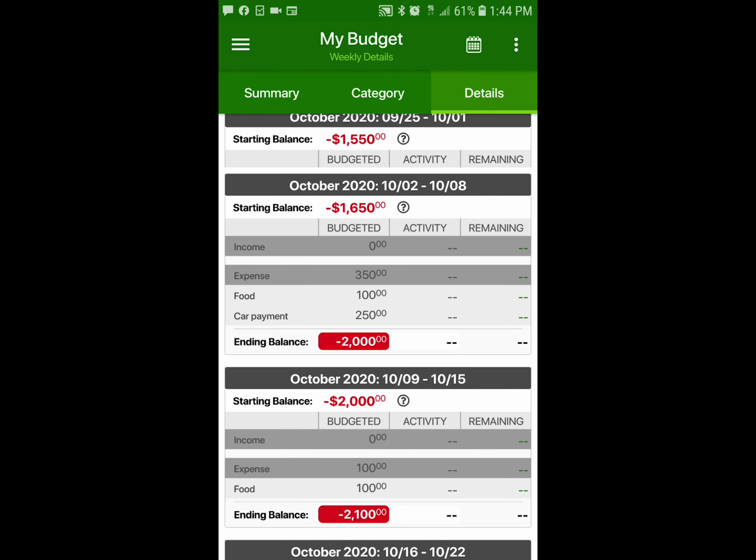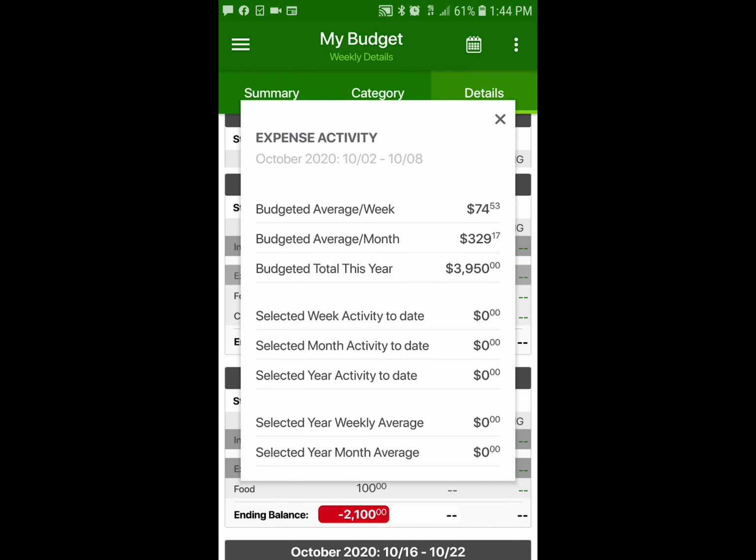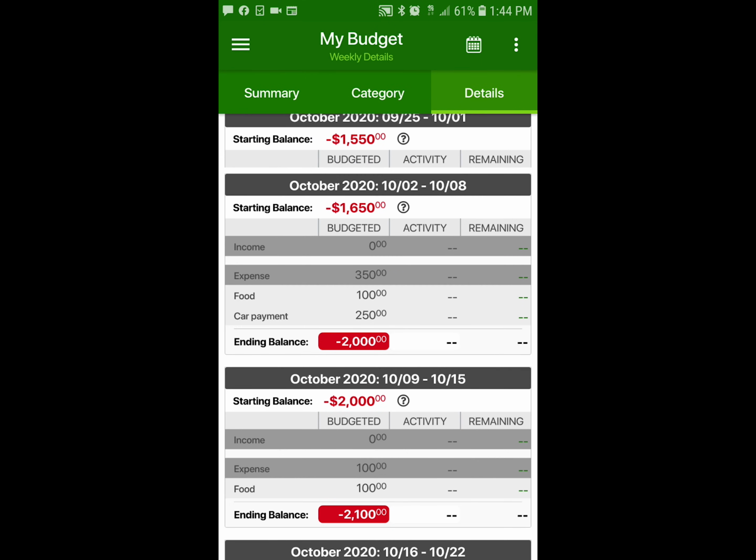And then if you tap and hold it, it's going to pull up the average. So now this is the average and stuff of all of your expenses. So if you just tap on the expense category, you can get all of your expenses, and you can look at the averages for the week, the month, the activity to date for the week, the month, and the year, and then your average per week and your average per month for this year. So that is a beautiful, beautiful feature there. So we'll X out of that. So now that's how you read most of the budget.